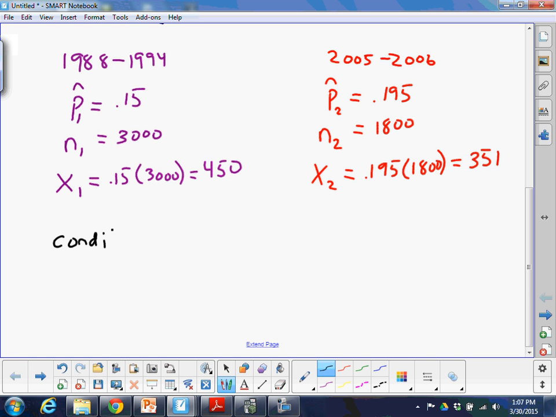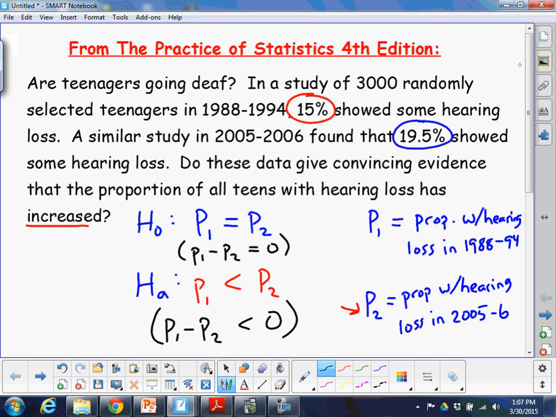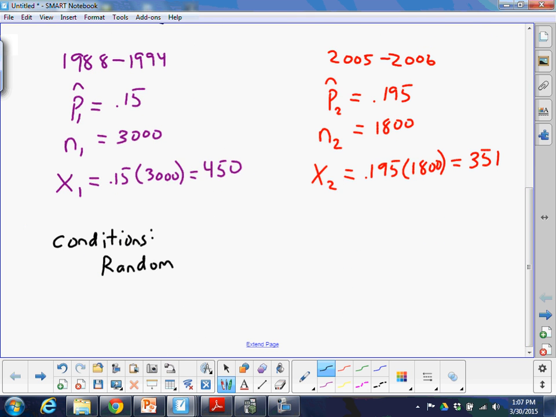Okay, so the conditions to do a test, we need randomness. I know in the problem they did mention that both samples were taken randomly, so that's big. That's kind of a check mark. You can just say they told us in the problem. We're going to need independence, and that's something a lot of times needs to be assumed.